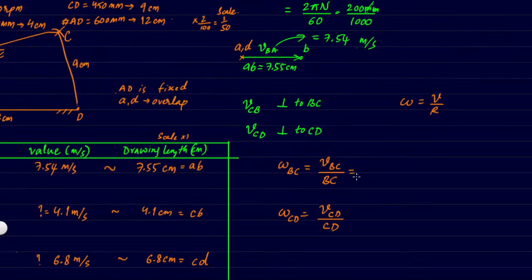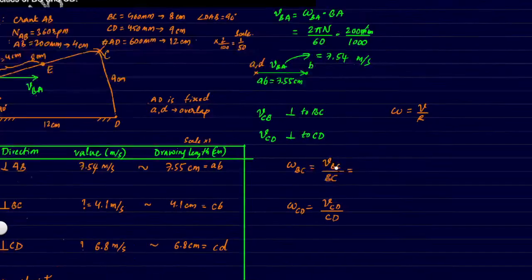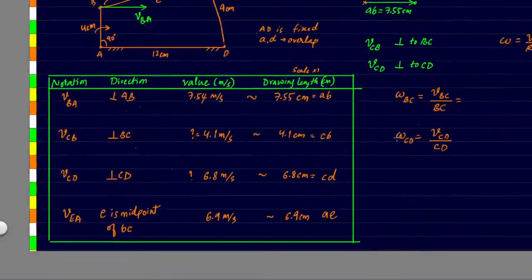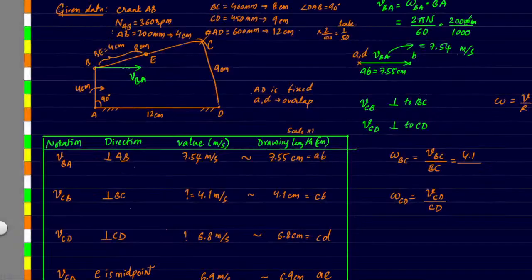Okay, so the velocity of B with respect to C, we have found it. The velocity of B with respect to C or C with respect to D, both will be equal to 4.1. So 4.1 divided by BC. Now when we are taking BC, we should not take the drawing length. We should take the actual length whenever we are finding the velocities. So the actual length is 400, so 400 mm we need to take.